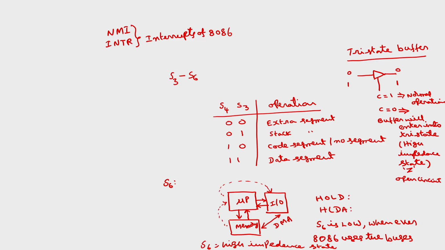So here also, whenever the microprocessor uses the bus, S6 is low. After the use of the buses is over, 8086 is ready to give the buses to the peripheral device. At that time S6 becomes high impedance state, and the control is given to the memory. That is the status signal S6. Then there is one more status signal, called S7 or BHE, bus high enable. I will come to that later. Now coming to the other signals such as DEN bar and DT by R bar.